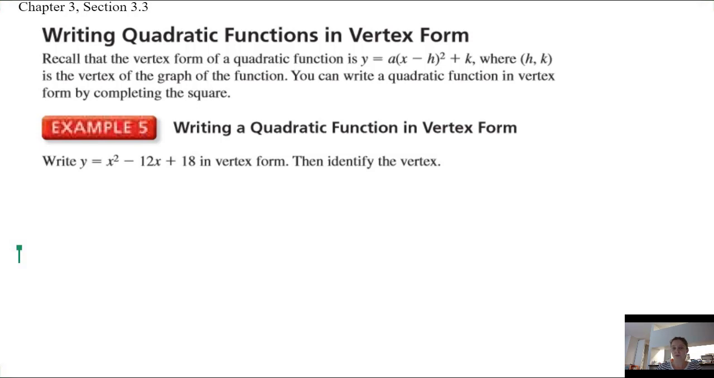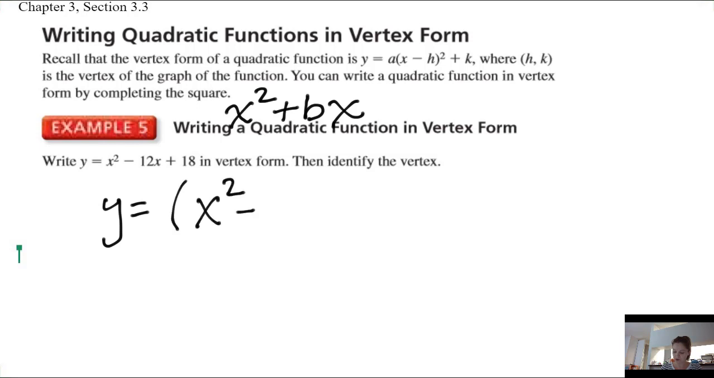Example 5. Writing a quadratic function in vertex form. Write y equals x squared minus 12x plus 18 in vertex form, then identify the vertex. Okay, so this quadratic right now is in standard form. To get it in vertex form, let's go y equals, we're going to isolate the x squared plus bx value, x squared minus 12x, leave a space, plus 18.